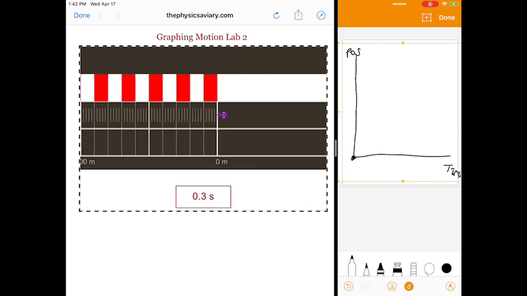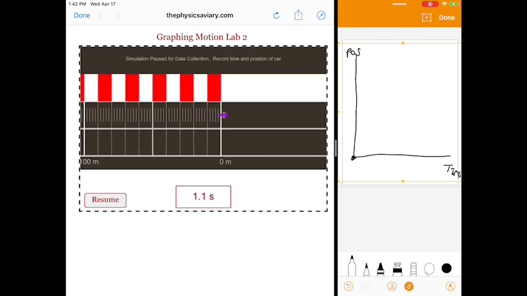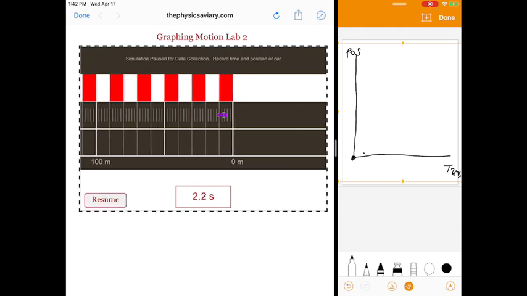Now 1.1 seconds later, I'm at whatever that position is. It hasn't moved very much. So I'll just kind of make a spot right there. Okay, so notice that an equal amount of time later, because I was at 1.1, now I'm at 2.2. And notice that I appear to have changed my position a little bit more in that time interval than the first time interval.